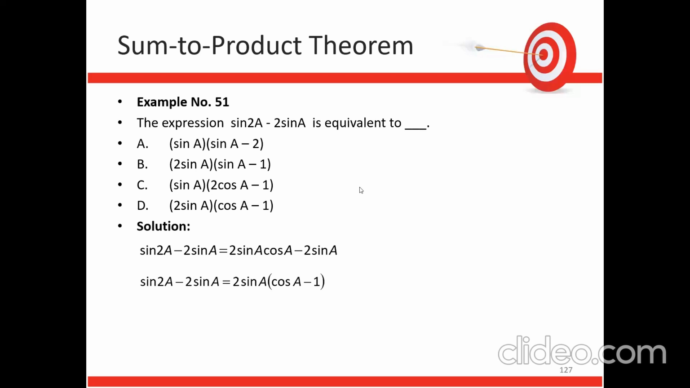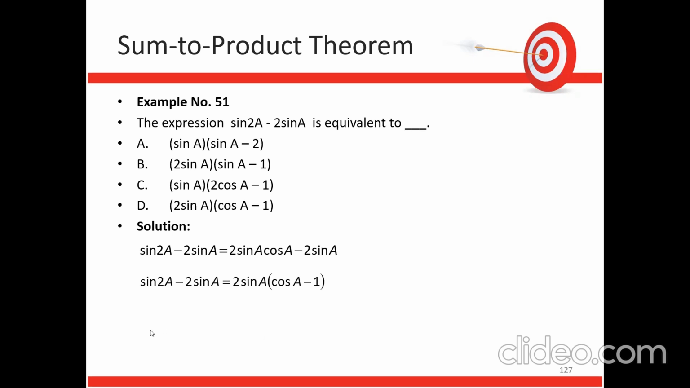So, example number 51. The expression sin 2a minus sin a is equivalent to? Solution. Sin 2a minus 2 sin a is equal to 2 sin a cosine a minus 2 sin a. So, i-factor out mo yung 2 sin a, magiging 2 sin a times cosine a minus 1. So, asan dyan sa selection, nasa letter D.